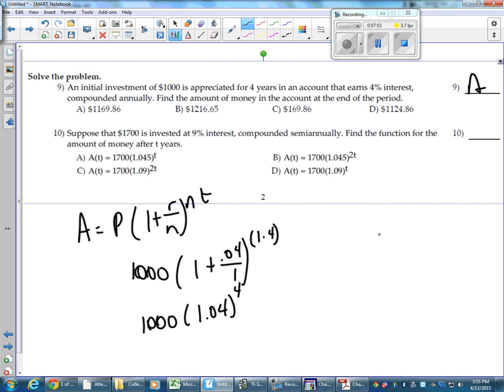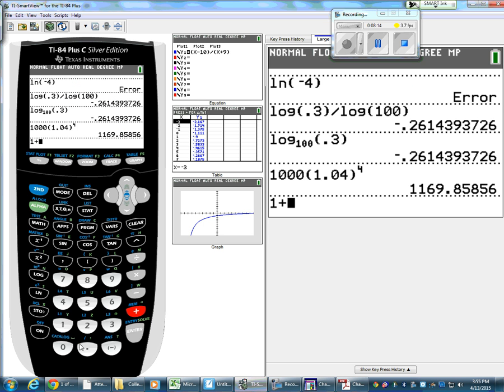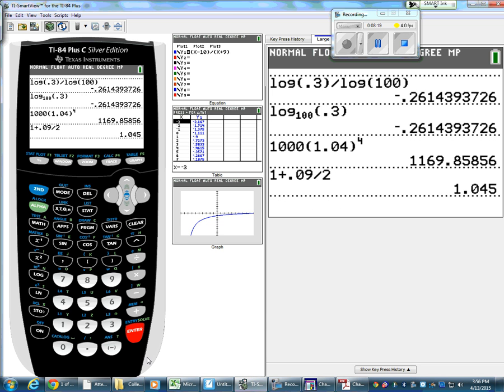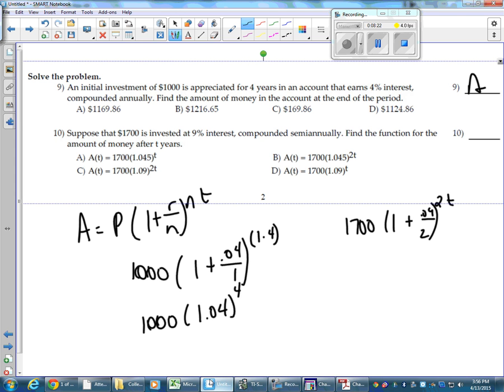Number 10, same type of problem. $1,700 is invested at 9%, compounded semi-annually, which would be twice a year, after t years. So that's going to be 2t up here. So what I want to do is figure out what is 1 plus 0.09 divided by 2. So just take your calculator. 1 plus 0.09 divided by 2 is 1.045. So 1,700 times 1.045 to the 2t power. So my answer is B.